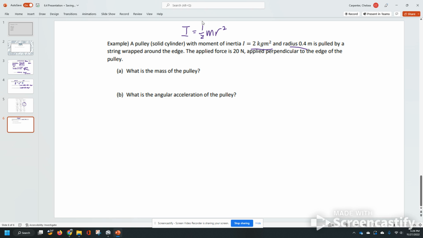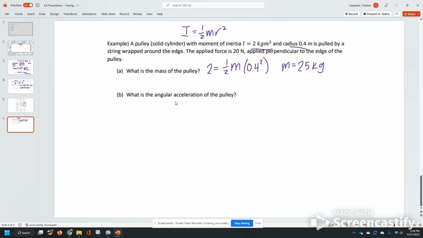So first, what is the mass of the pulley? We're just using this formula here. We know that I is 2 kilogram meters squared equals 1/2 mass times 0.4 squared. Rearrange that and solve for mass. We get the mass is 25 kilograms.